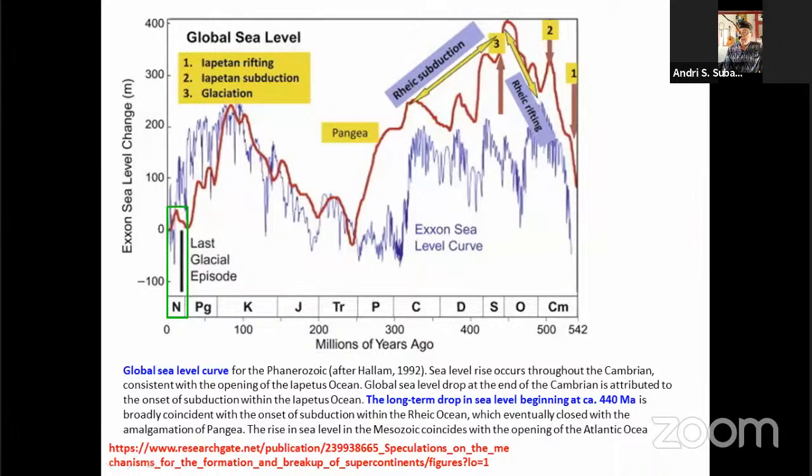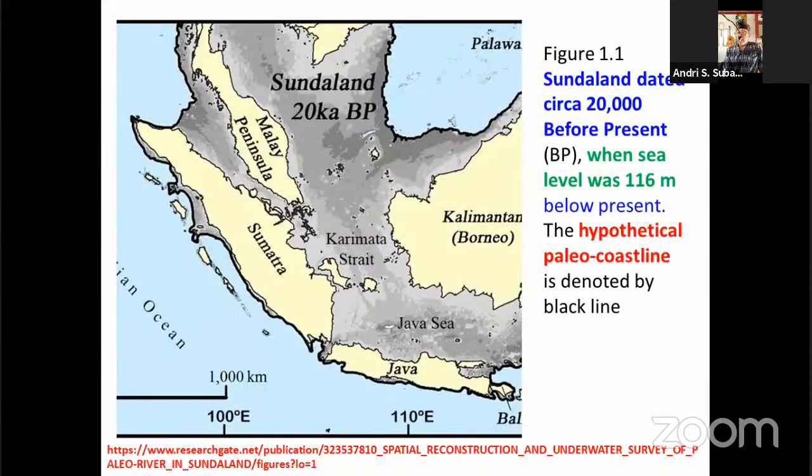When we look at the global sea level curve from early Earth, from 500 million years ago until now, in the last glacial period Sundaland lay at a level of maybe 100 meters from here. For example, at 20 thousand years before present, the sea level was maybe 116 meters below present, which is the Karimata Strait now.